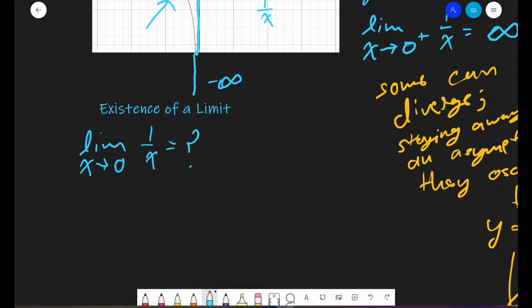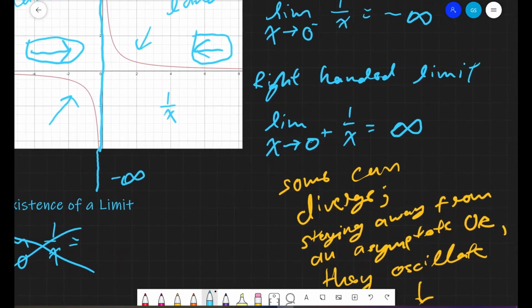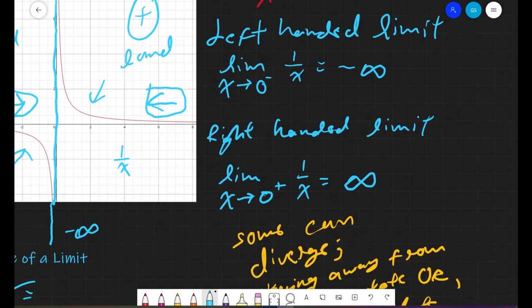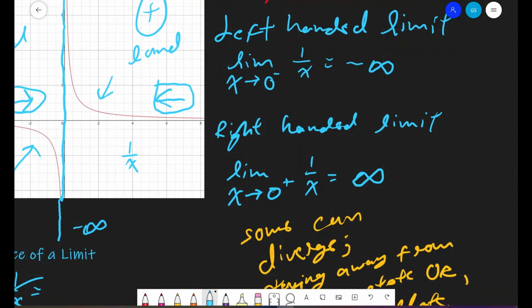What's the limit? Pause the video and see if you can think about it. So this was a trick question. There is no limit. This limit does not exist. And here's why. If you look at what we did with the right hand and left hand, as x is approaching 0 from the left, it equals negative infinity. When x is approaching 0 from the right, it equals positive infinity.